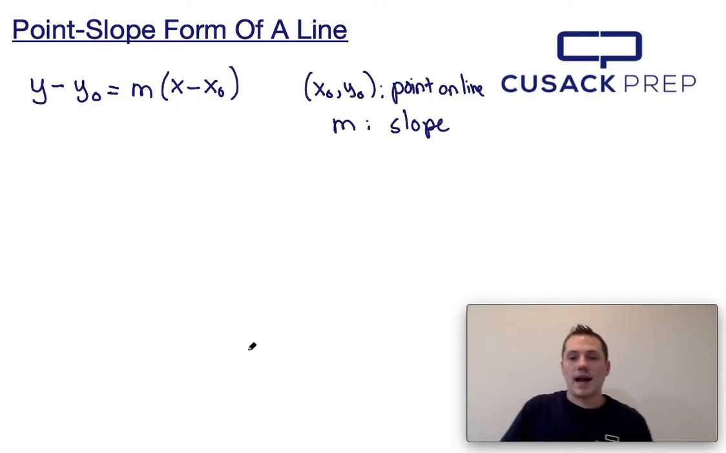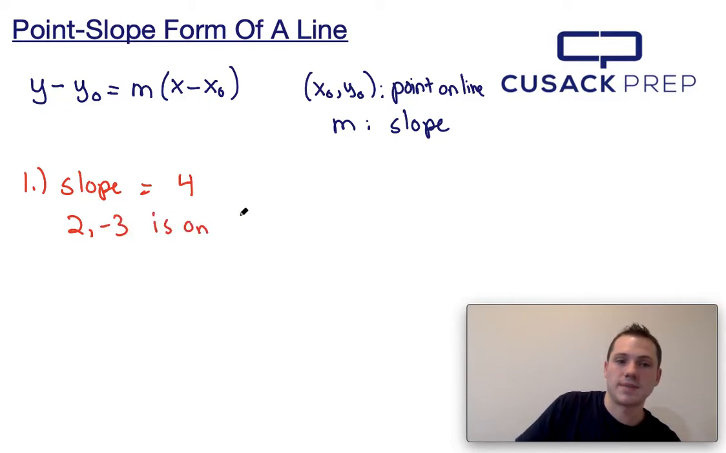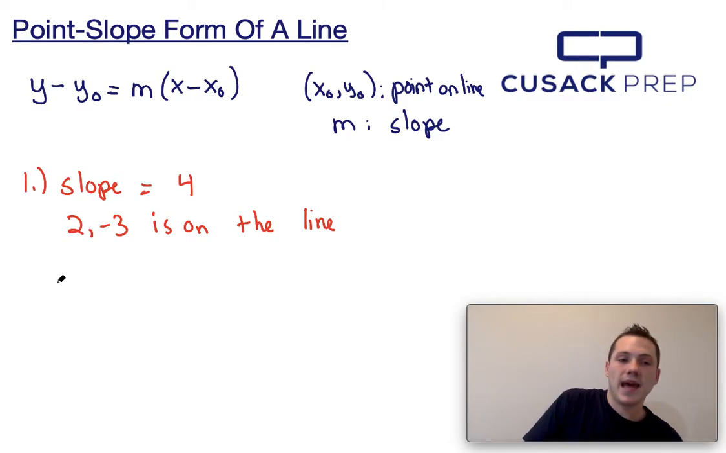So let's say we were asked a question about a problem, and we were told that we have a slope equal to 4, and we know that the point 2 comma negative 3 is on the line. There's a couple of different ways to go about this. You can do what's called slope-intercept form, y equals mx plus b. But in this video, we're going to talk about point-slope form, because we think that's a little bit easier to work with.